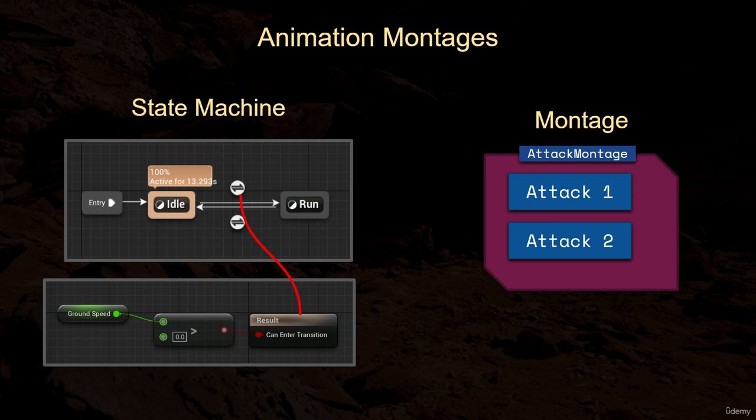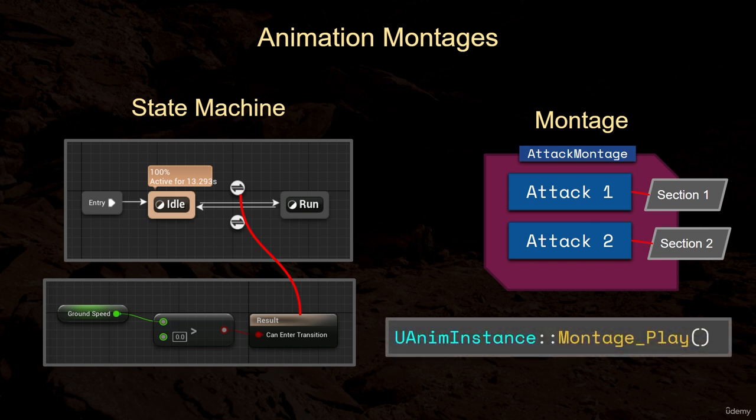In a montage, we can create sections associated with animations in the montage. And then we can play the montage with a function call, specifying what montage to play and what section to jump to. This is great for one-off actions, like attacking. So we're going to make an attack montage.